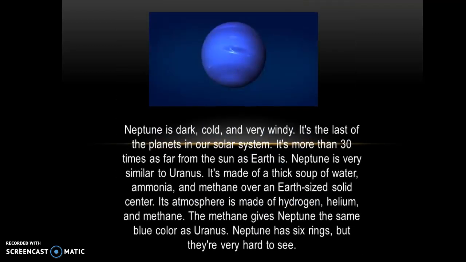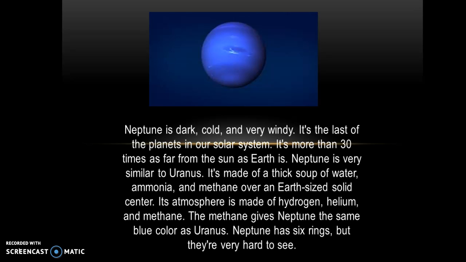And next it would talk about Neptune. It would discuss how Neptune is dark, cold, and very windy. It's the last of the planets in the solar system, and it's more than 30 times as far from the sun as Earth is. Neptune is very similar to Uranus.